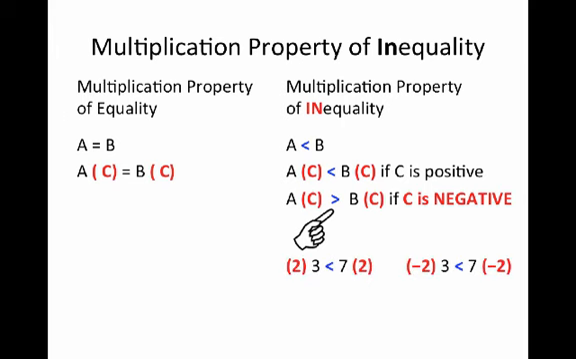If we have the inequality 3 is less than 7, and we multiply both sides of the equation by a positive 2, we'll end up with 6 is less than 14. That's a true statement. But if we multiply both sides of the inequality by a negative number, we'll end up with negative 6 is less than negative 14. That's not true. Negative 6 is greater than negative 14. It's to the right of negative 14 on the number line. So to make a true statement, we have to flip the inequality.